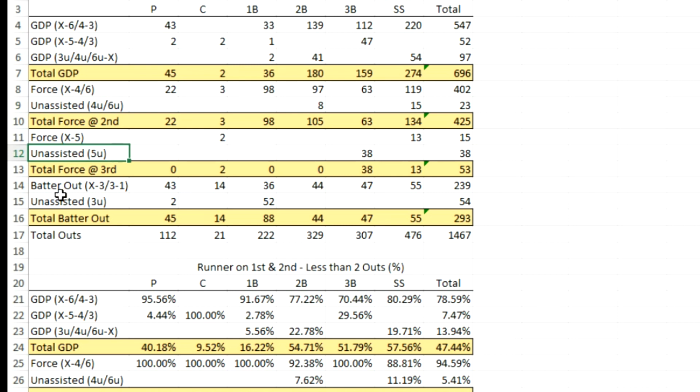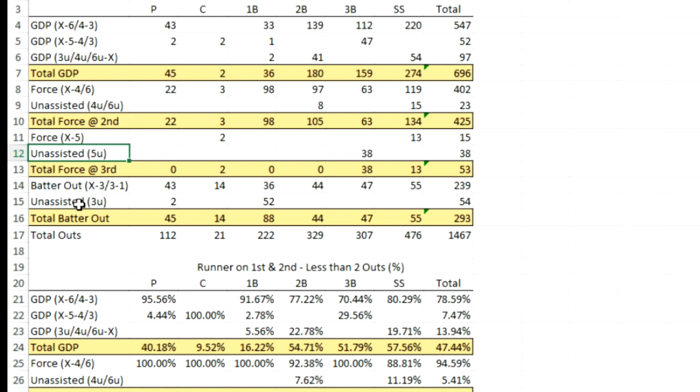Below that, we have force outs at third. So with runners on first and second, how often is there a force out where a fielder throws the ball to third base? And then, of course, unassisted to third. Balls hit to the third baseman who steps on third for an out.